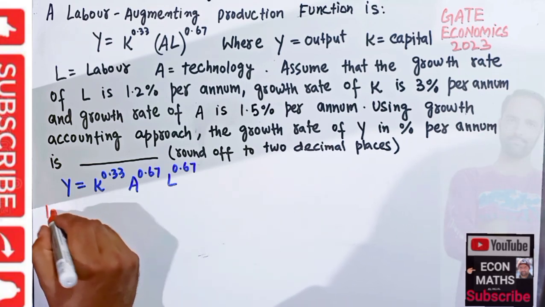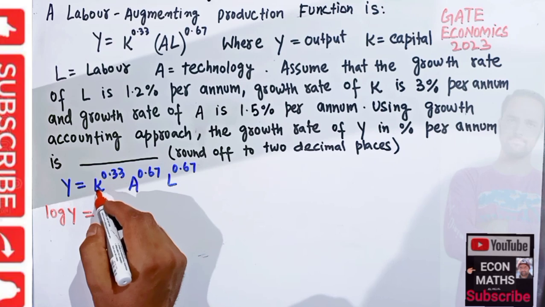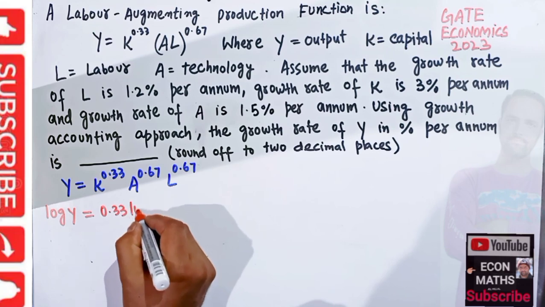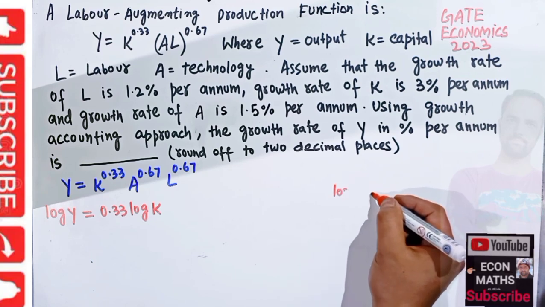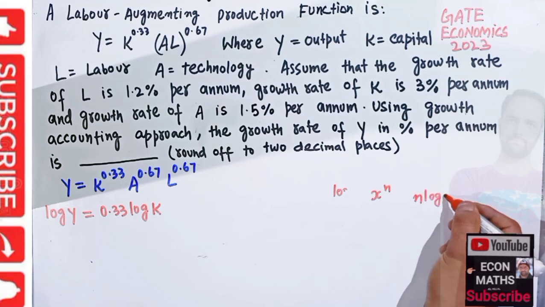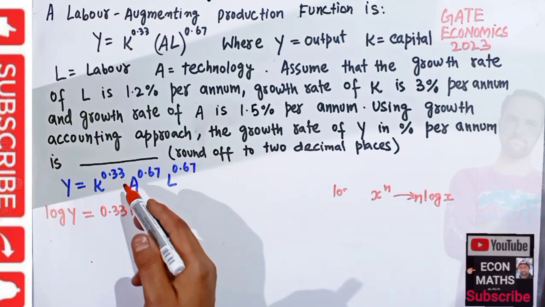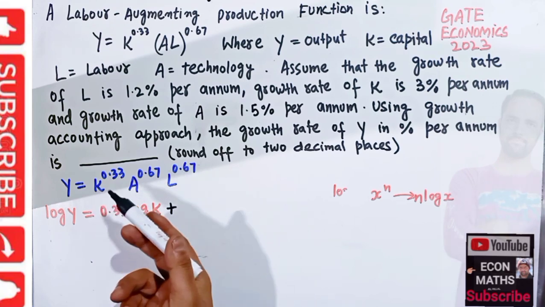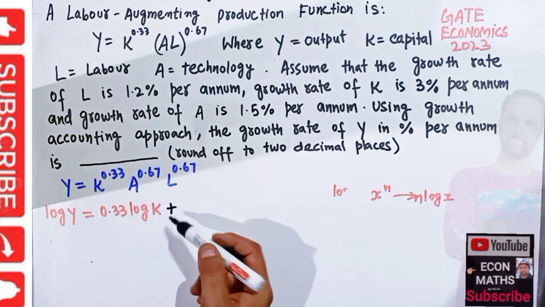That means log of Y will be equal to, so log of K to the power 0.33 is simply 0.33 log of K. Simply if we have x to the power n, its log is simply n becomes the coefficient, we have log of x. Okay, so in place of x we have K here, and in place of n we have 0.33 plus, okay, from the law of logarithm, I hope you know how this plus came out.